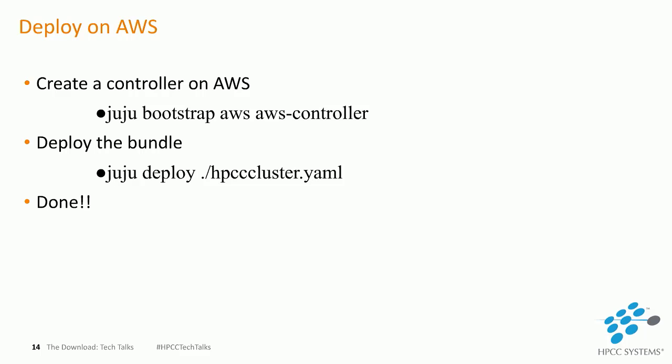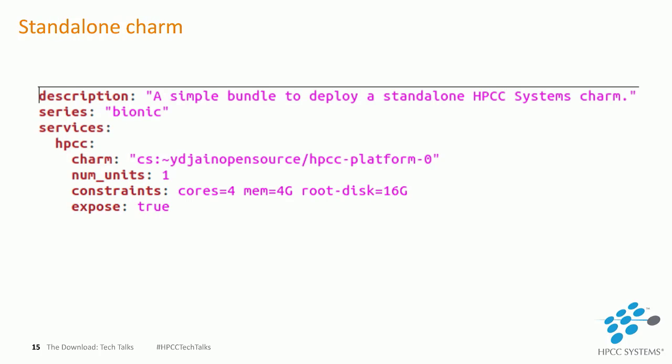So we bootstrapped a controller already. We have deployed the charm. Now this thing will work fine. By the time this is deploying, let me run through the YAML file which I have used to deploy the charm as of now.